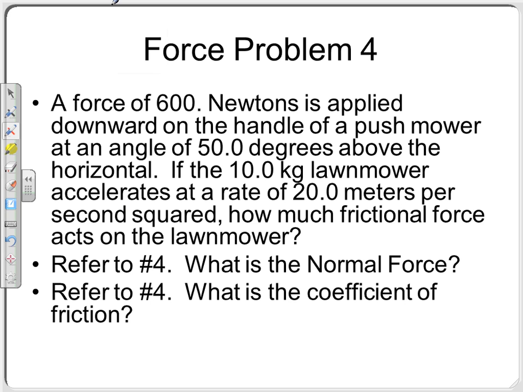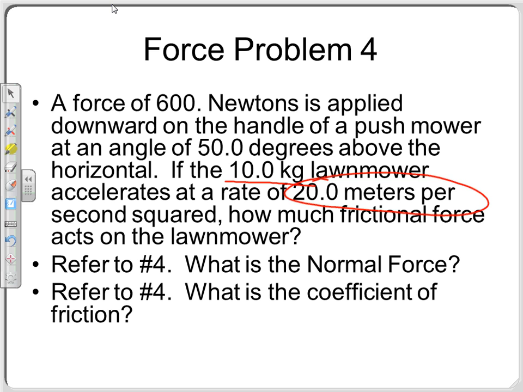Okay guys, so here's problem number 4. We've got a 600 Newton force applied downward on the handle of a lawnmower. The handle of the lawnmower makes a 50-degree angle with a horizontal. We know the mass of that lawnmower is 10 kilograms, and it accelerates at 20 meters per second square. We want to know how much frictional force acts on the lawnmower, its normal force, and the coefficient of friction.